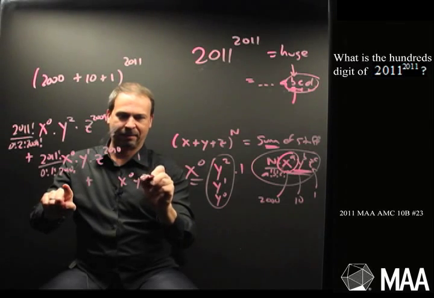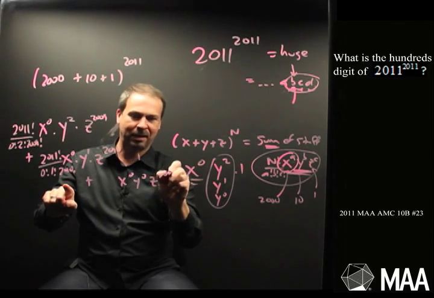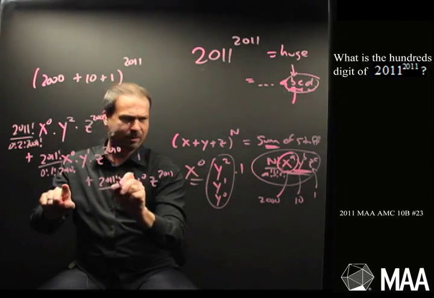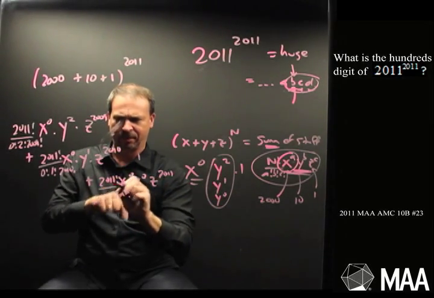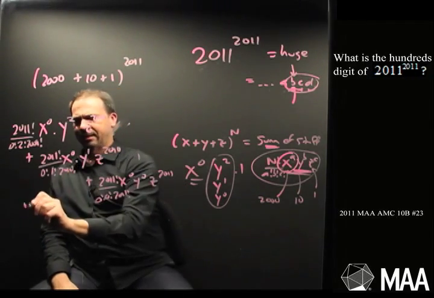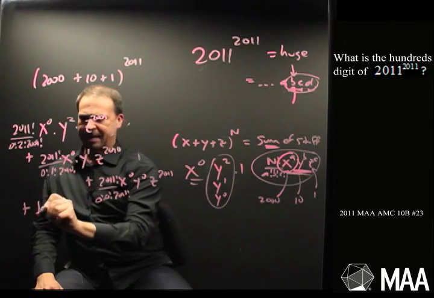X to the 0, y to the 0, z to the 2011, with coefficient 2011 factorial over 0 factorial, 0 factorial, 2011 factorial, plus stuff, which is all the thousands and more.